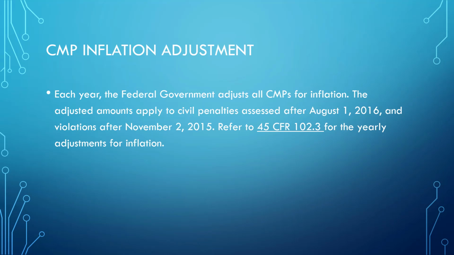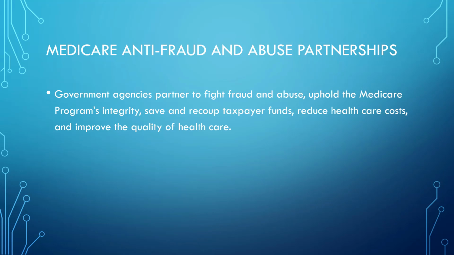And as I said before, there's an inflationary adjustment. We went over some numbers based on 2017, which are the latest published that I could find. But each year they get adjusted. And if you want to look at the adjustments, you can look at the Federal Register, CFR 45, section 102.3, to see what those yearly adjustments are.